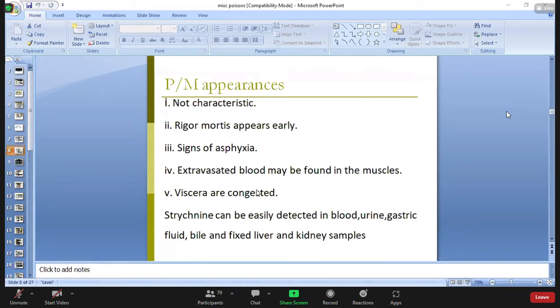There is asphyxia, the signs of asphyxia are there. On muscle contraction, there is extravasation of blood in the muscles, so that can be found. Viscera are congested. Our easy method of diagnosis is they can be detected in blood, urine, gastric fluid, bile, fixed liver and kidney samples should be sent. So strychnine is seen.